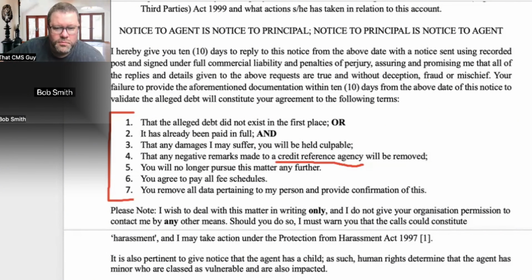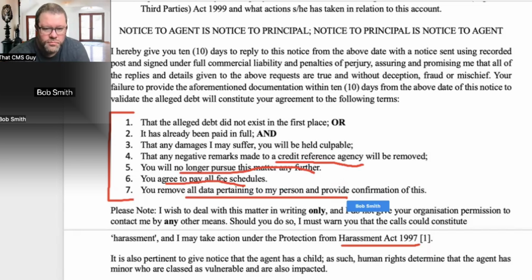Yeah, and it's got, don't pursue it any further. And down here we've got, if you do, it's harassment. So that's a warning. And then they also agree to pay the fees, which are further down, and then remove all my data. They won't do that because they love people's data. And another message for this video is, what they're actually doing is misusing your data against you. So anybody who's on PAYE, they're using that data against you.